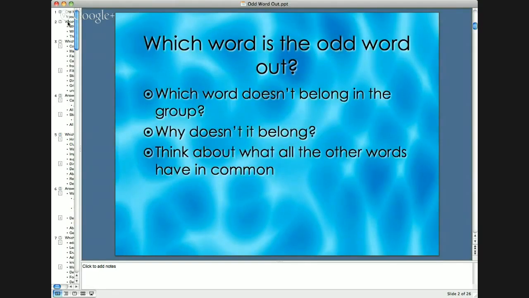Okay, so like I said before, we will guess which word is the odd word out. So we can do this by seeing how the other words belong and finding that category. And if one of those words does not fit into that category, we know that that's the word. Then we have to think about why it doesn't belong, share that with the group, and obviously think about what all the other words have in common.